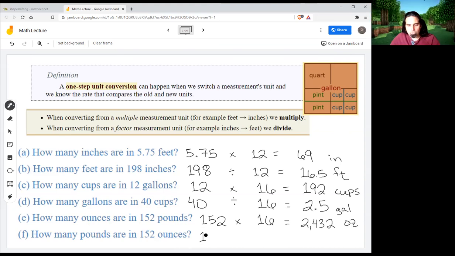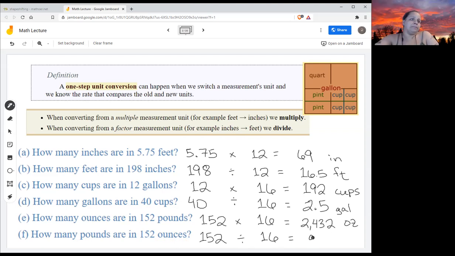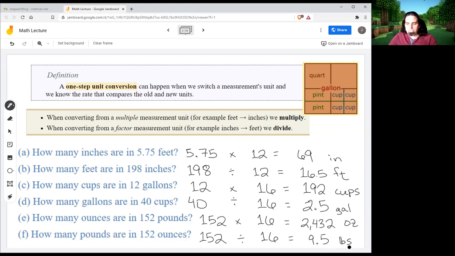Or if I have 152 ounces, now I'm going to the pounds, the bigger thing. I'm starting with the small thing, the factor of the big thing, so I divide. 16 connects ounces and pounds. 7.5. LBS is pounds, if you haven't seen that one.